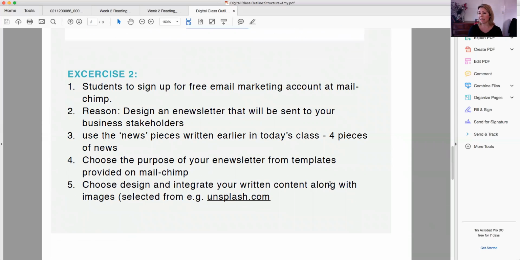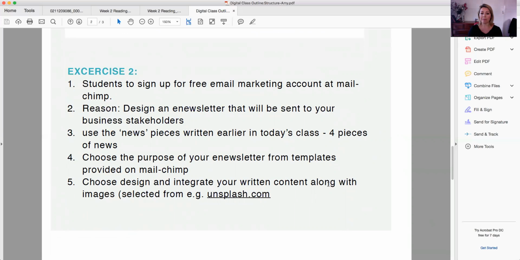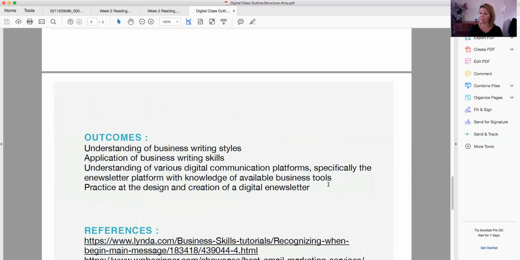But in doing so, they need to make sure that they can integrate the news pieces that they wrote earlier in the lesson. So a piece of good news, bad news, routine news, and persuasive news. So they bring that content forward, they choose the purpose of their e-newsletter and the design, and they start integrating that written content along with images that they can source from some of the free image platforms such as Unsplash that we have a look at.